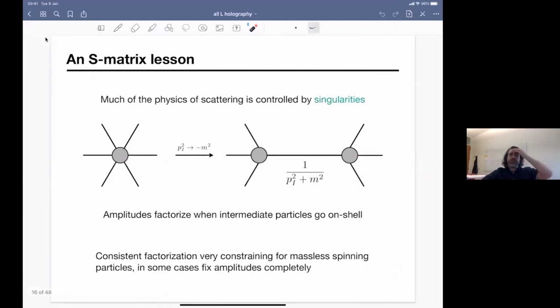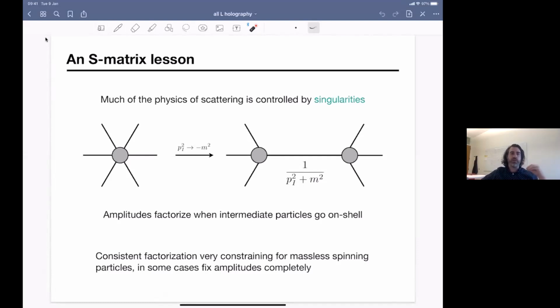So let's start talking about the singularities of cosmological correlators. Here I want to draw a lesson from the S matrix. There are many lessons that one could draw, but the one I'm going to abstract is that much of the physics of scattering amplitudes is controlled by singularities, at least at tree level. What I mean by this is that we know where all the singularities of the tree level S matrix are allowed to be, and we know what their properties are.